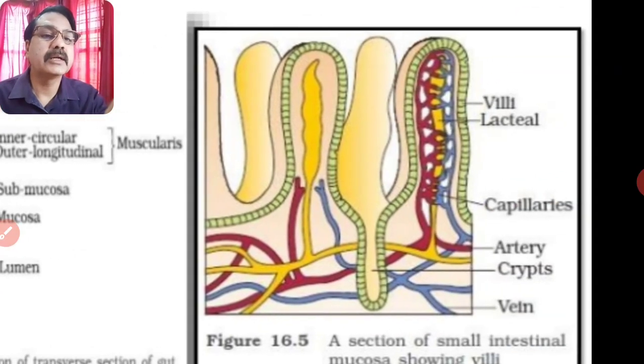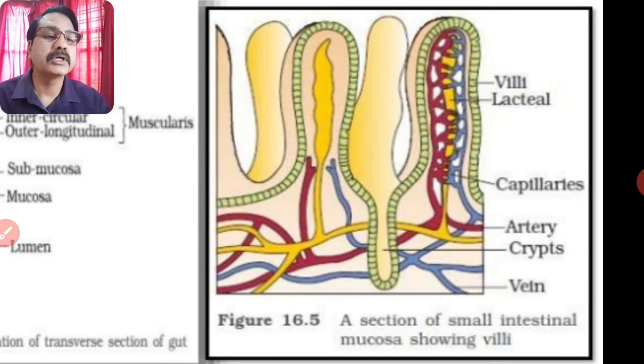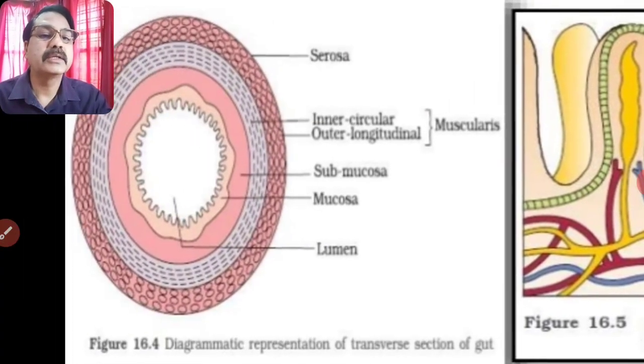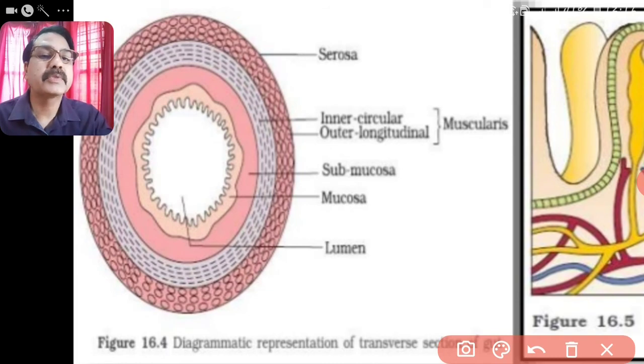In the second diagram you can see a small section of the small intestine mucosa, showing villi. This is the mucosa layer, and this mucosa layer has finger-like projections, which are shown in this diagram. You can see here.